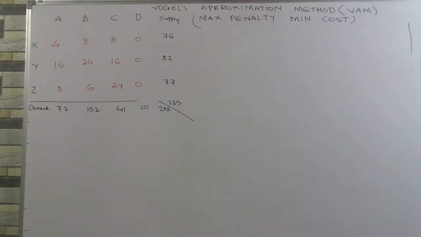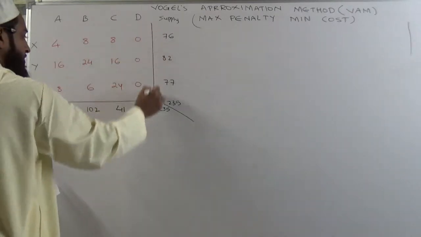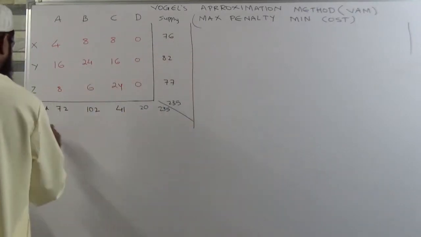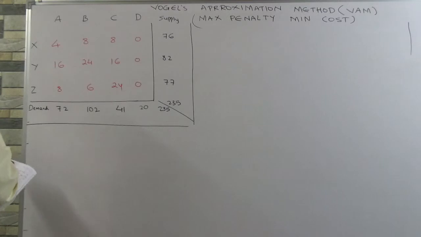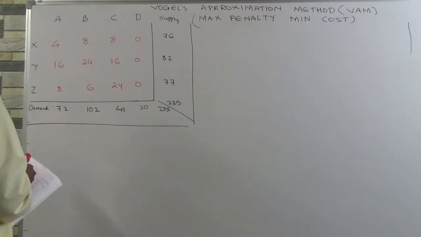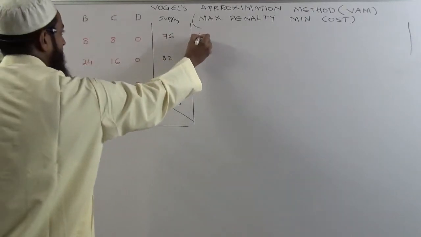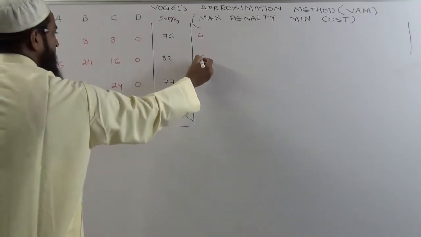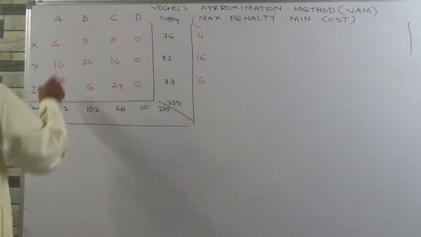So now calculate the row penalties, and penalties you have to calculate only of the costs which are in red. So I'll differentiate them by drawing a line. Okay, so now let's calculate the penalties. You have to calculate the row penalty as well as the column penalties. So smallest number 4. Next smallest number 0. Next smallest number 4. Penalty is 4. Smallest number 0. Next smallest number is 16. Penalty is 16. Smallest number is 0. Next smallest number is 6. Penalty is 6. Likewise, calculate the column penalty.